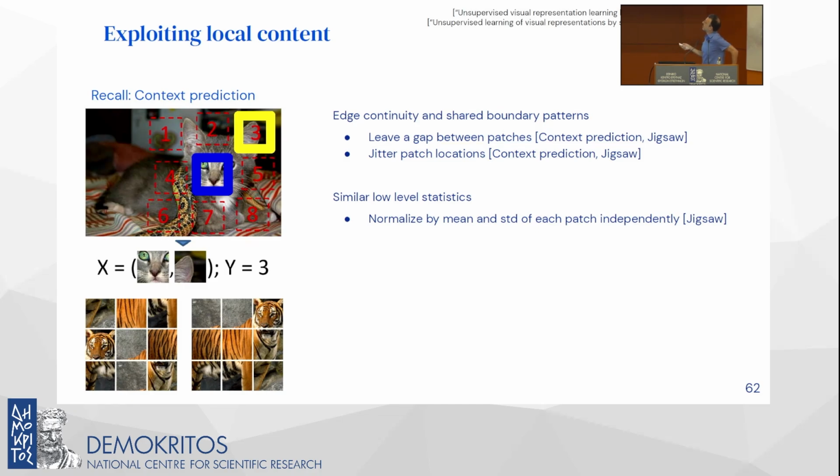For instance, remember I described this context prediction task, where you need to predict the relative position between two patches. If you are not careful and you don't introduce some gap between the patches, what the network is going to learn is what? Continuity features. Low-level features, not very useful for semantic information. Okay? How do we resolve this? We introduce some gap between the patches so as to force the network to concentrate on semantic information.